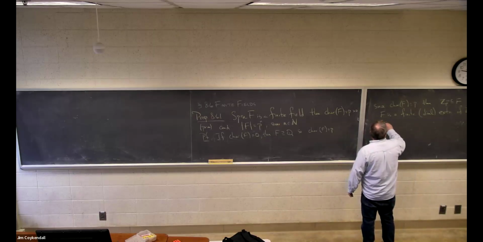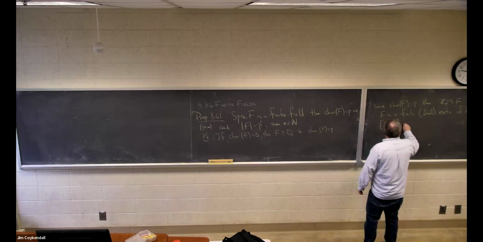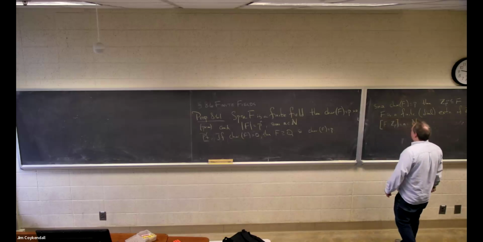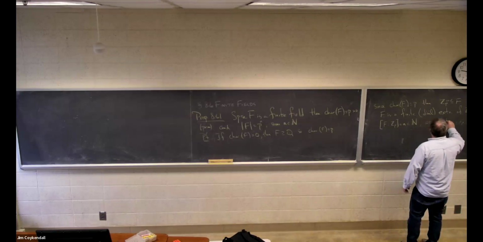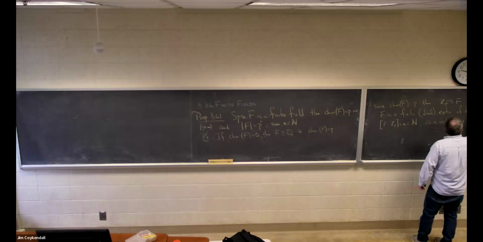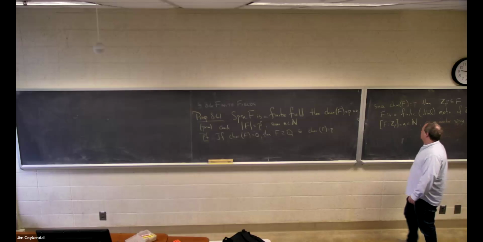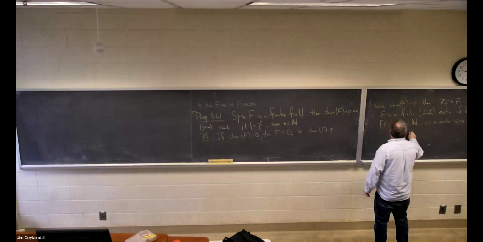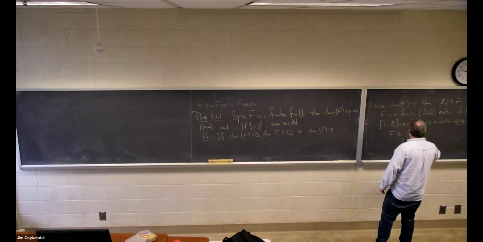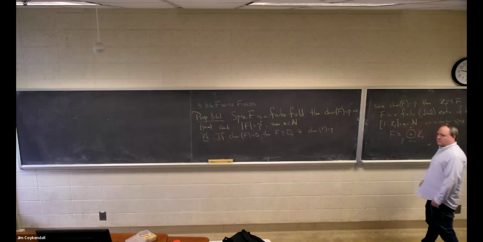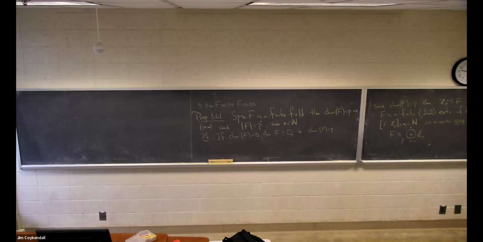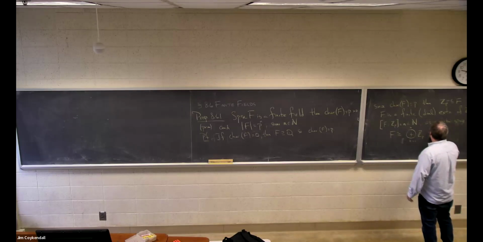So let's suppose the dimension is n. That means as a vector space over Z_p, F is isomorphic to Z_p to the n.